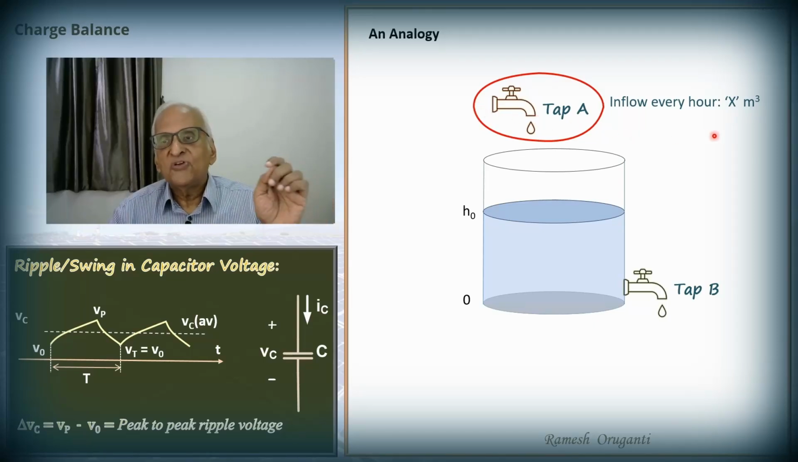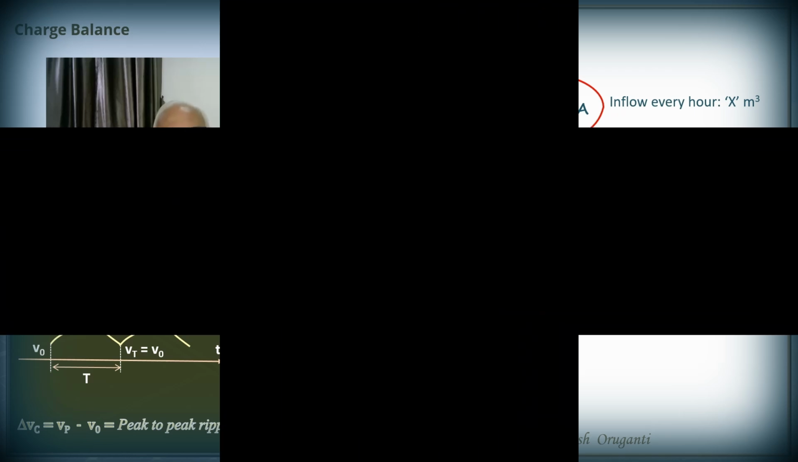A volume of X meter cubed transfers to the tank. Because of that, the level of the water rises from H0 to a value Hp.